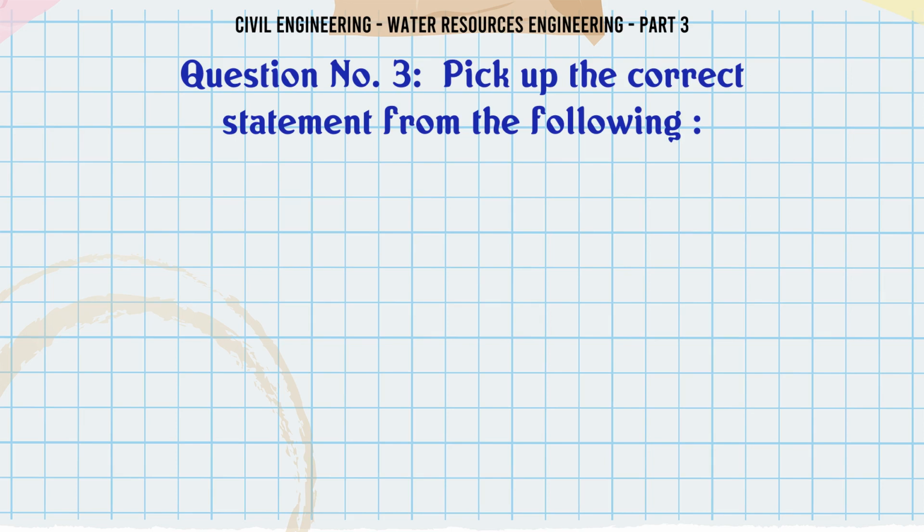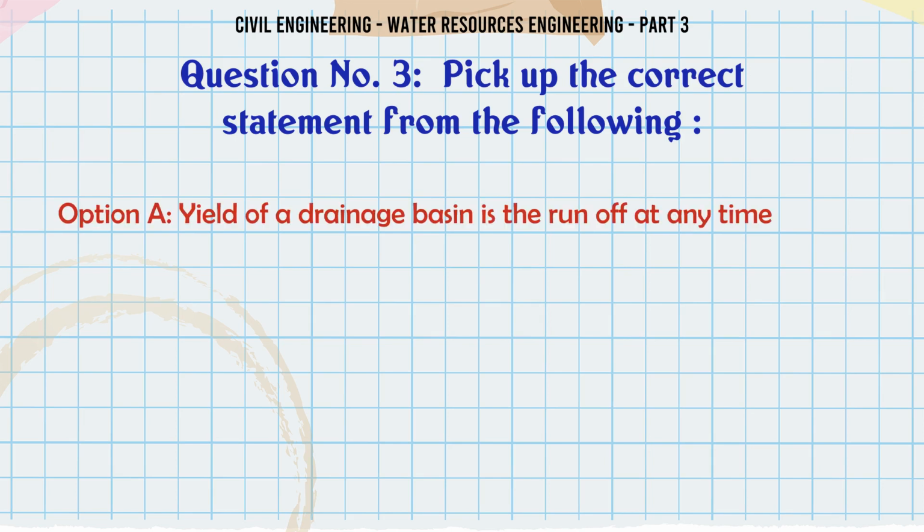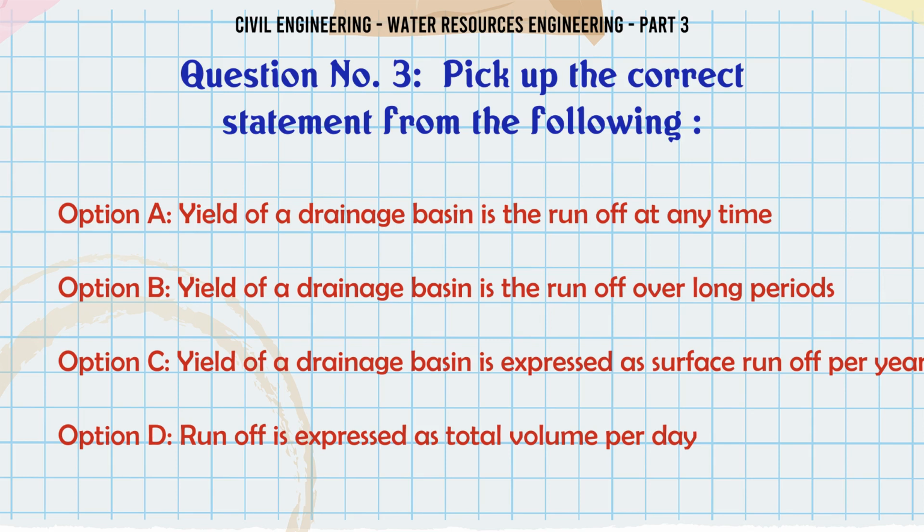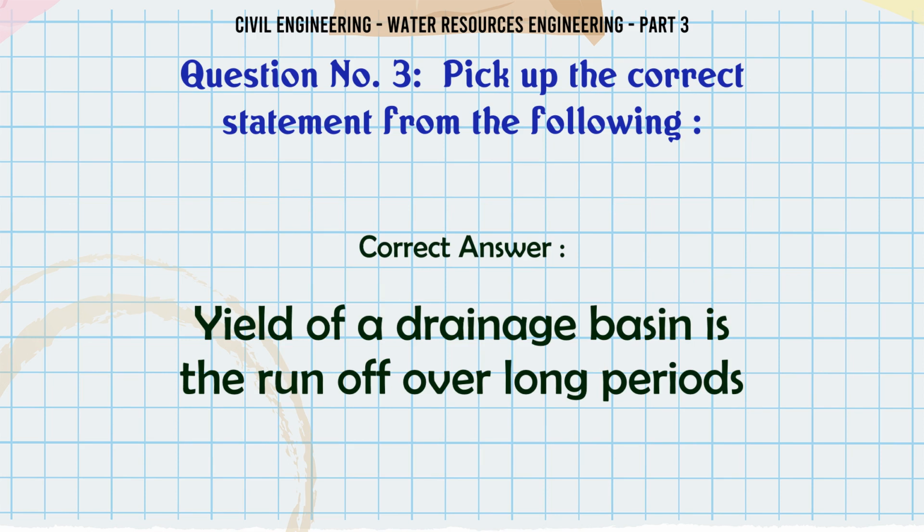Pick up the correct statement from the following. A. Yield of a drainage basin is the runoff at any time. B. Yield of a drainage basin is the runoff over long periods. C. Yield of a drainage basin is expressed as surface runoff per year. D. Runoff is expressed as total volume per day. The correct answer is yield of a drainage basin is the runoff over long periods.